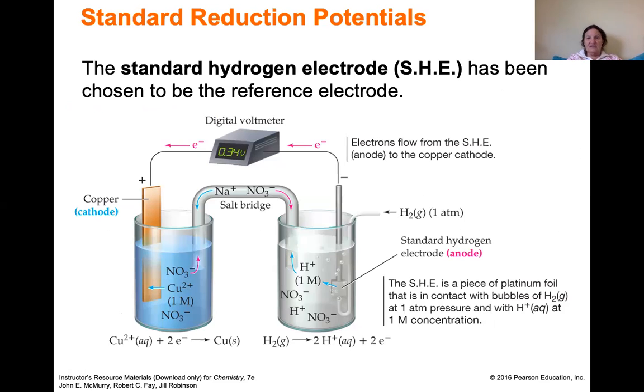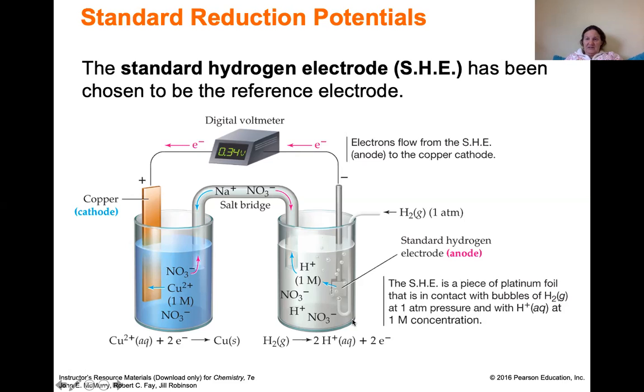Okay, so this is just talking about that electrode. The standard hydrogen electrode has been chosen to be the reference one, which is what I just mentioned. On the right-hand side, we're pumping hydrogen gas in so it can react, and here's the H+ in solution. Electrons are flowing away as the hydrogen gas comes in to make the H+, so it's the oxidation half.